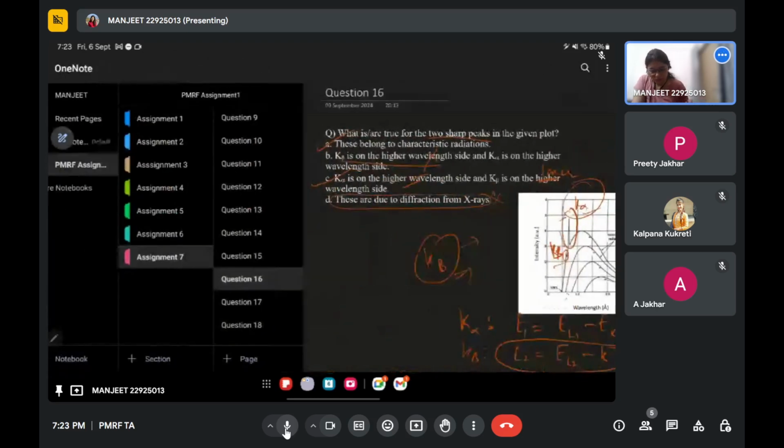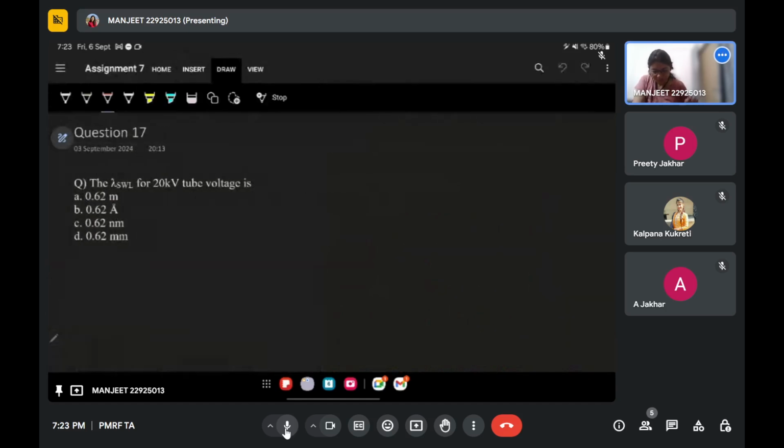Okay, let's move to question number 17. Now we know the SWL for this voltage. This is the 20 kilovolt tube voltage we are having. So what is the wavelength corresponding to this? Because we know the SWL is the limit of the intensity. Whatever energy we are giving, the electron volt energy will be totally used. So this will be hc over lambda, the voltage that is responsible for the radiation for that line.